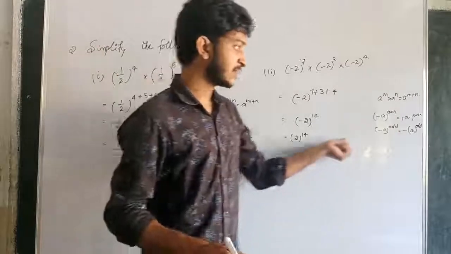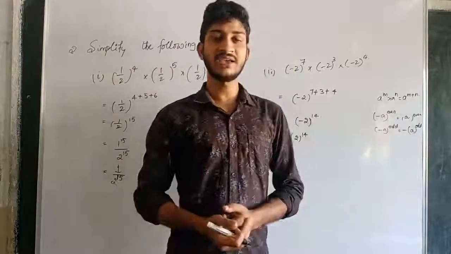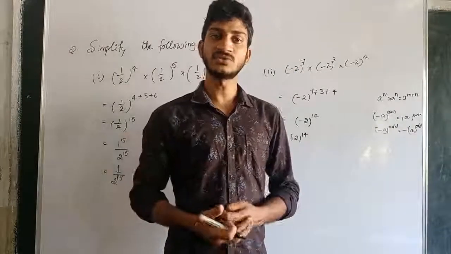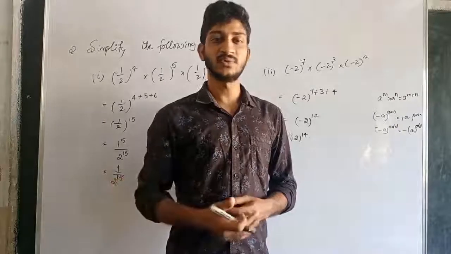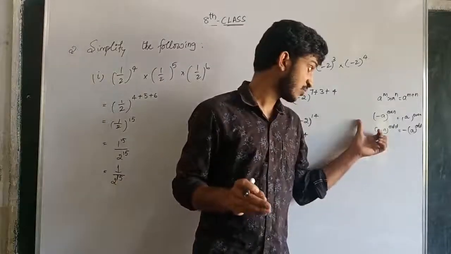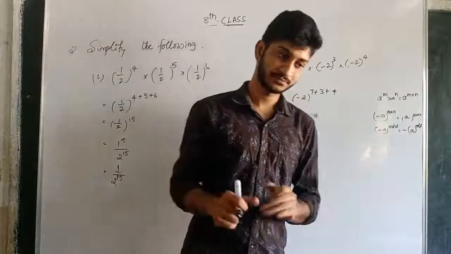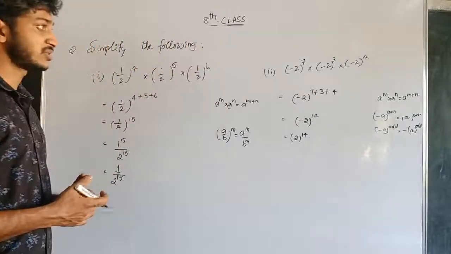Remember this thing, okay. If a negative number has an even power, then it becomes positive. If a negative number has an odd power, the answer becomes negative, okay. Remember these 2 points, okay. Okay children, copy down this.